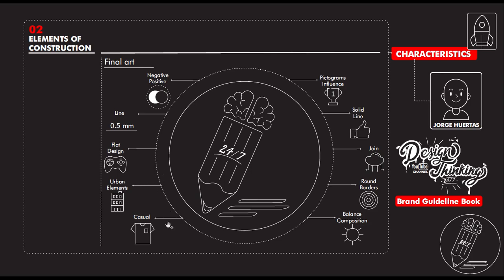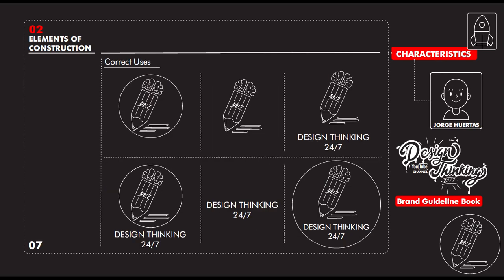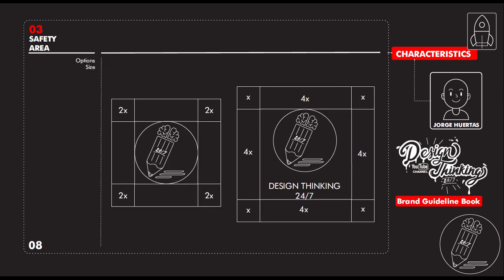We also want to look very relaxed, very casual. In everything that we do, we always have a strong influence of pictograms because that allows us to synthesize different actions. We also work in a solid line and we put everything together. It means that we join it. We also round all the borders because we want to be friendly and happy, and we make a composition that is well balanced. These are the correct uses of our brand identity and how we can use it in different contexts. Here are the safety areas in the proportion of our development.